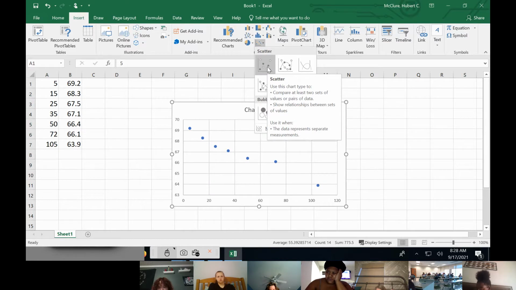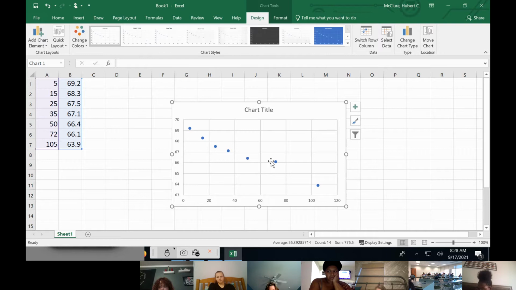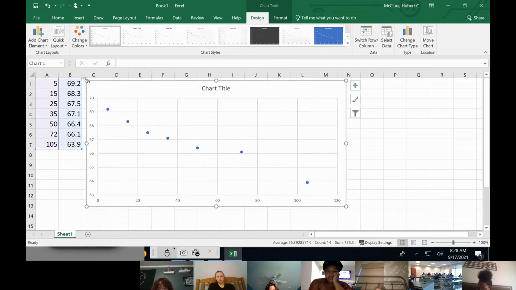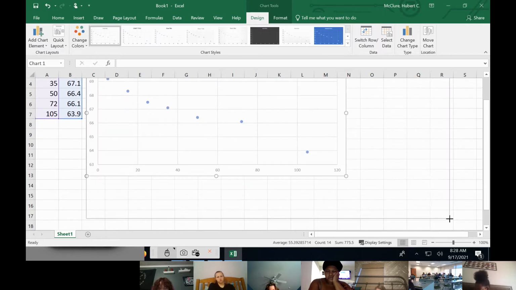Okay. There is your scatter plot. Click on the scatter plot, and there you go. Well, how do you get all the other goodies? Well, that's the good part about Excel. It does everything for you.